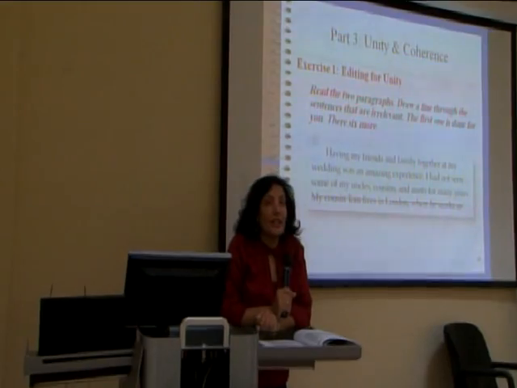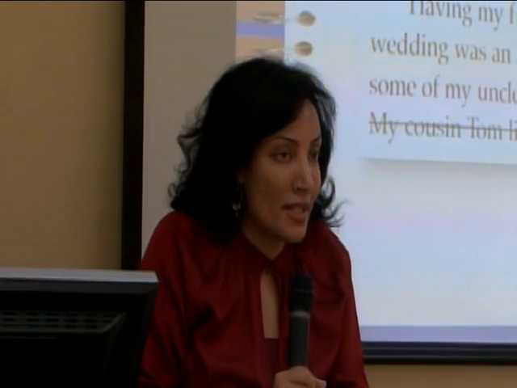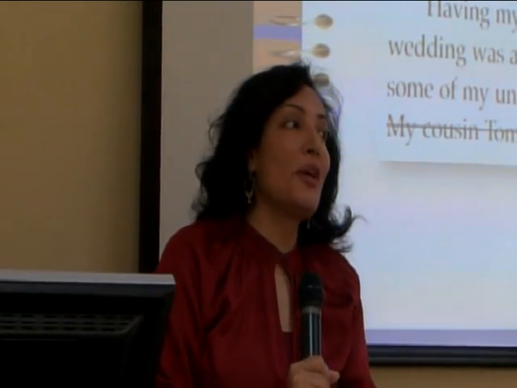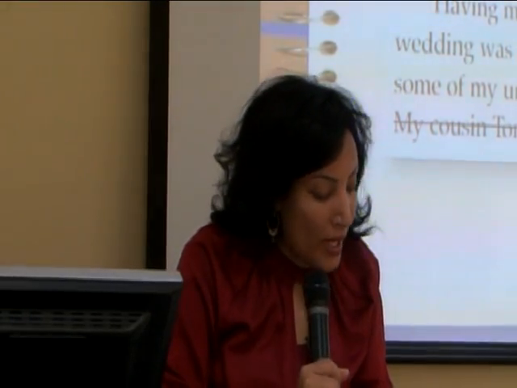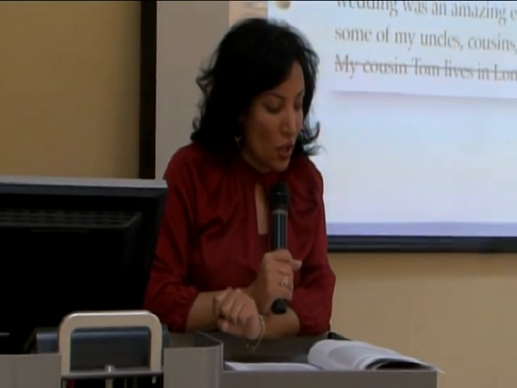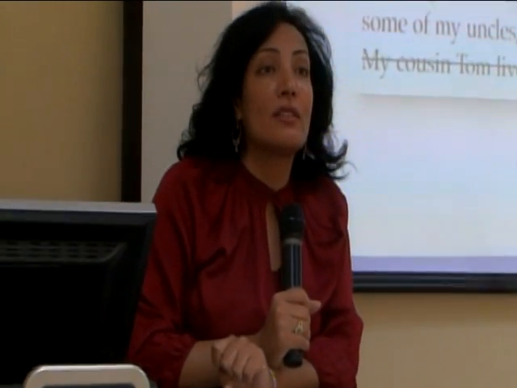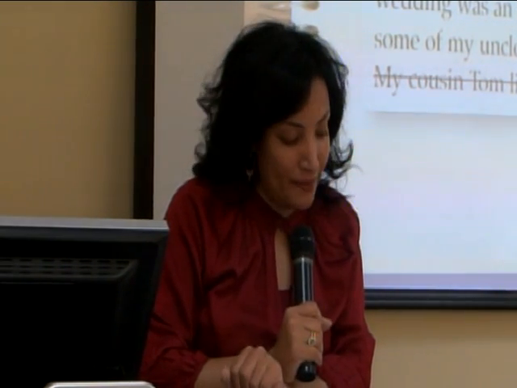If anyone is confused or has not decided on the sentences that need to be crossed out, okay? I will read it with you. Stop me when you feel that this is an off-point sentence, okay? Having my friends and family together at my wedding was an amazing experience. I had not seen some of my uncles, cousins, and aunts for many years, correct? Yes? He's talking about the family gathering, so it's natural to talk about the fact that he misses his aunts. Nothing wrong so far, right?